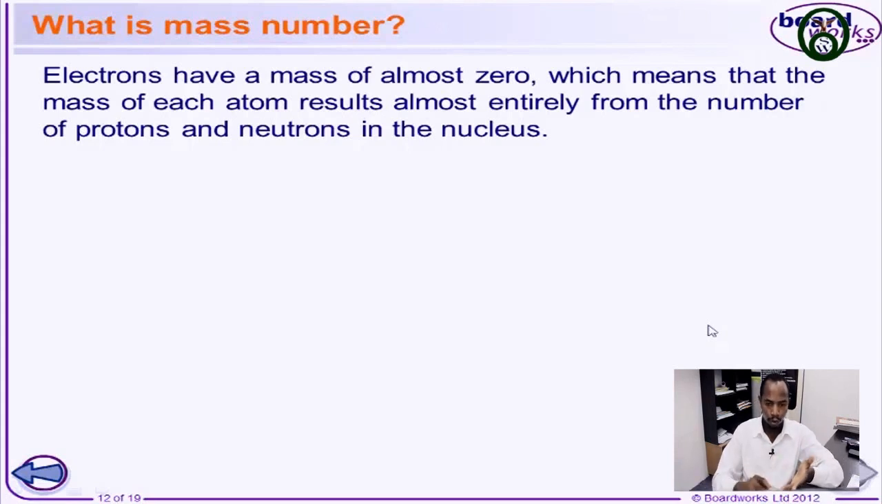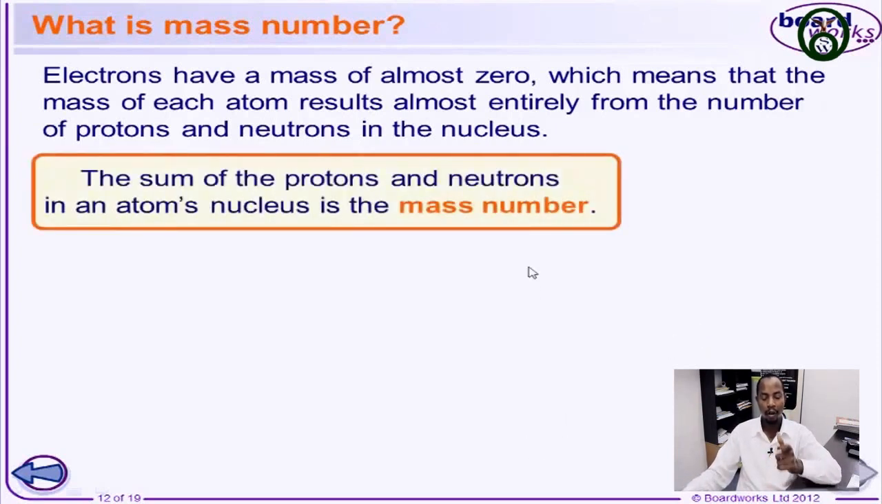Both the number of protons and the number of neutrons found in the nucleus of the atom. So we say the sum of protons and neutrons found in the nucleus of the atom is known as the mass number or nuclear number. In some books, they call it the nuclear number in physics specifically.